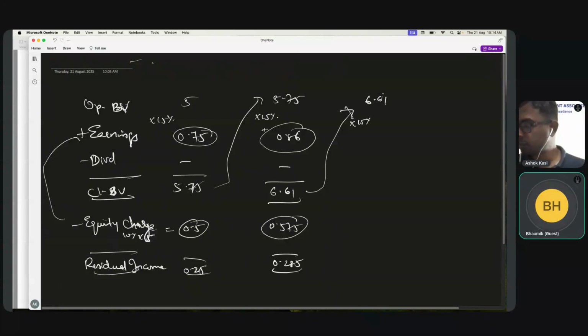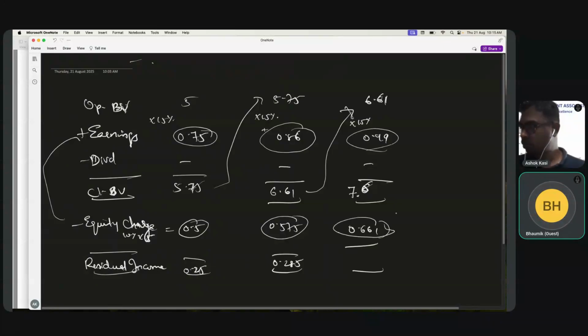15% gives 0.99. 6.61 plus 0.99 is 7.6. Equity charge is 10% of 6.61, which is 0.661. 0.99 minus 0.661 is 0.33.